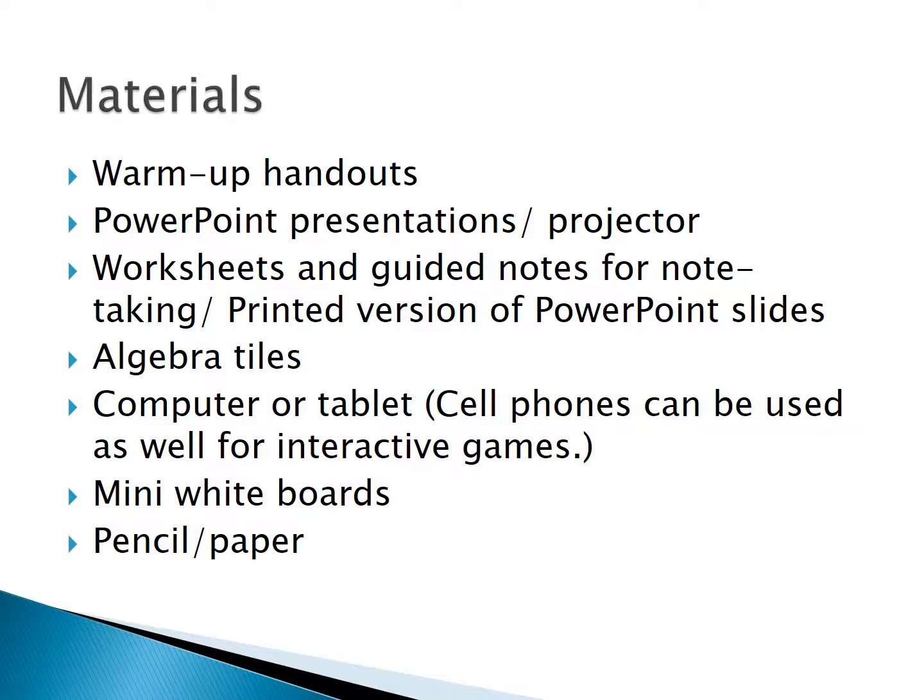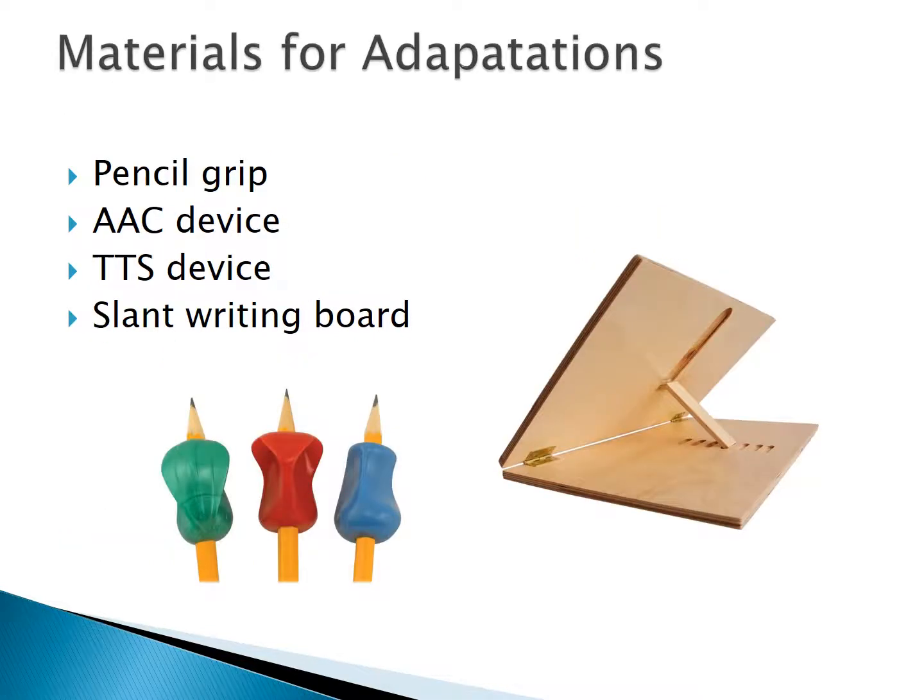The materials are warm-up handouts, PowerPoint presentations, a projector, worksheets, guided notes for note-taking, and the printed version of the PowerPoint slides, which will be an offline product, and algebra tiles, computer or tablet. Cell phones can also be used for the interactive game, and mini whiteboards for the Jeopardy game, pencil and paper. These are the materials for adaptations: a pencil grip, AAC device, TTS device, and slanting whiteboards.